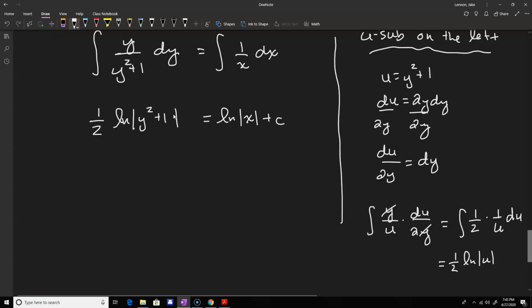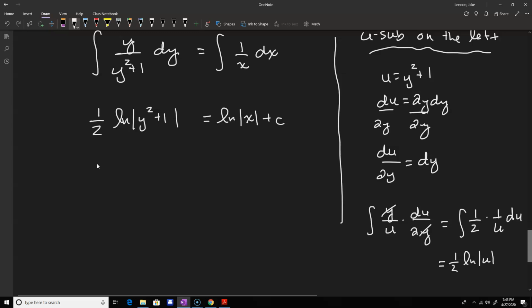Technically, we don't even need an absolute value there because y squared plus 1 is always going to be positive. So sometimes they'll require us to solve for y. Typically, I don't do that on my test because it's a family of curves. But let's suppose we wanted to. Basically, we want to isolate y.